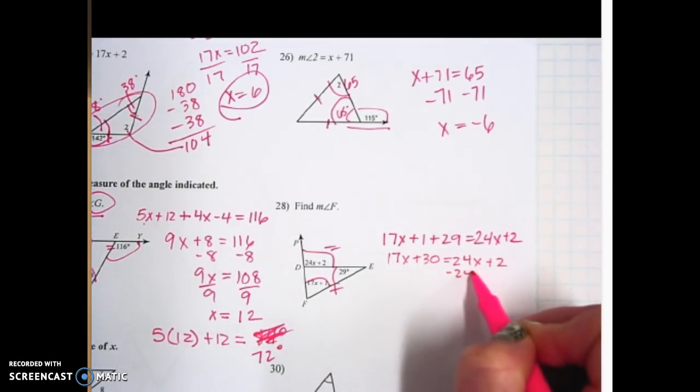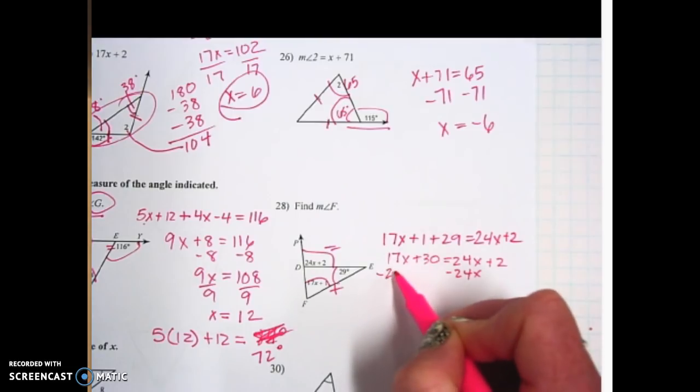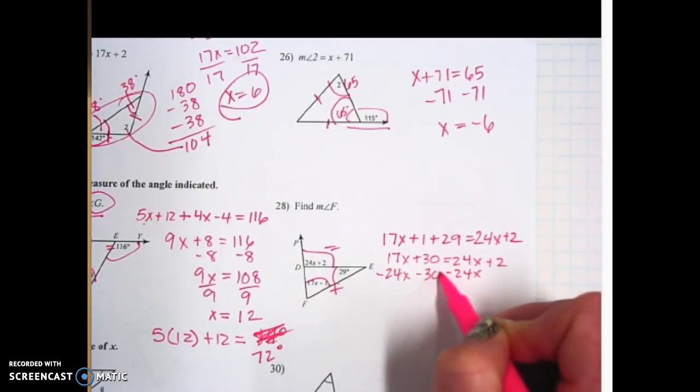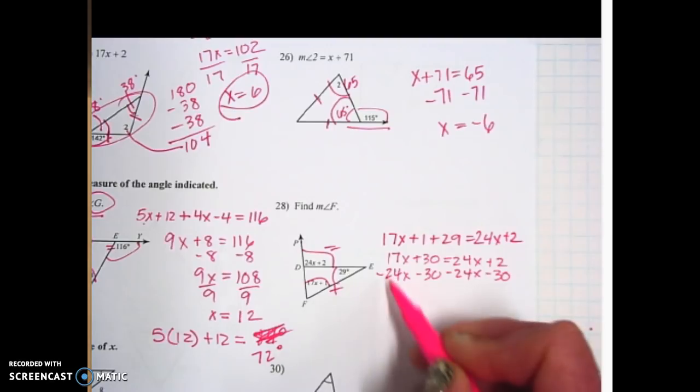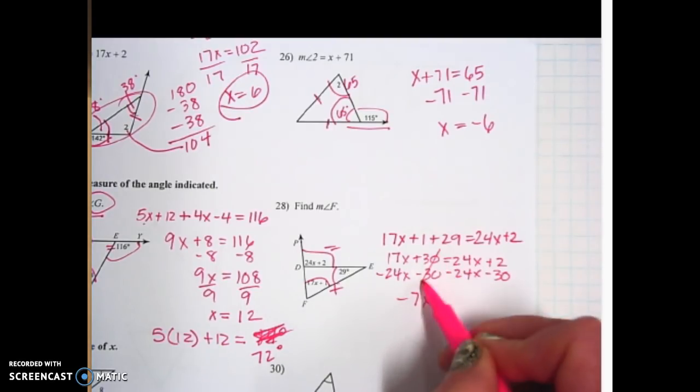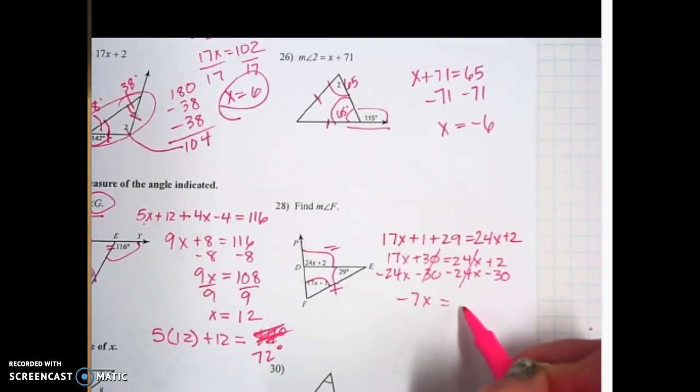I'm going to subtract 24x from both sides. Subtract 30, same step. So this should be negative 7x. These are opposites, these are opposites. This should be negative 28. Divide both sides by negative 7, so x is equal to 4.